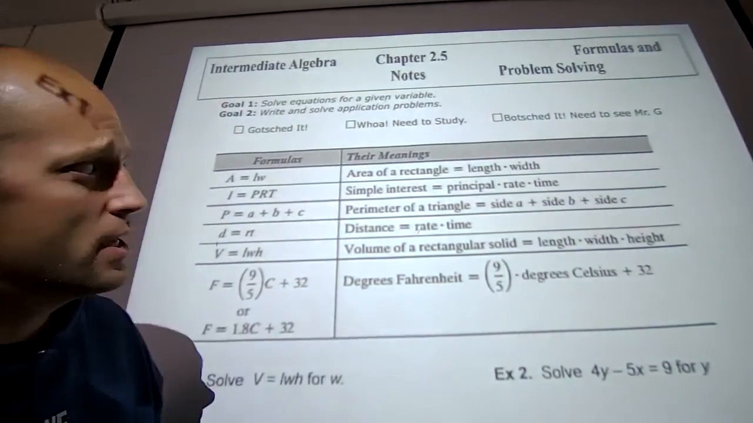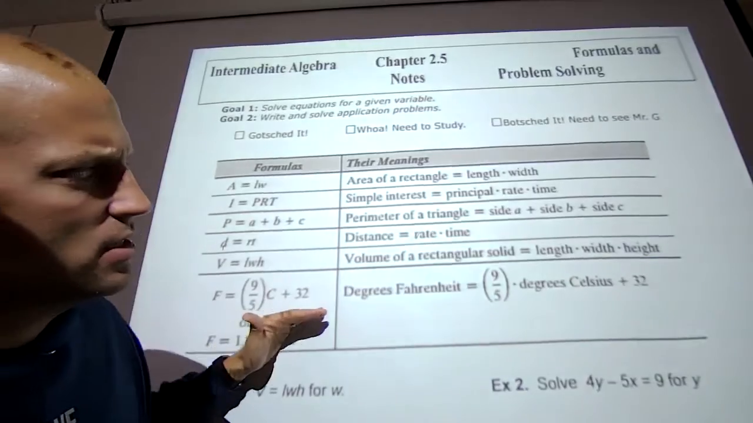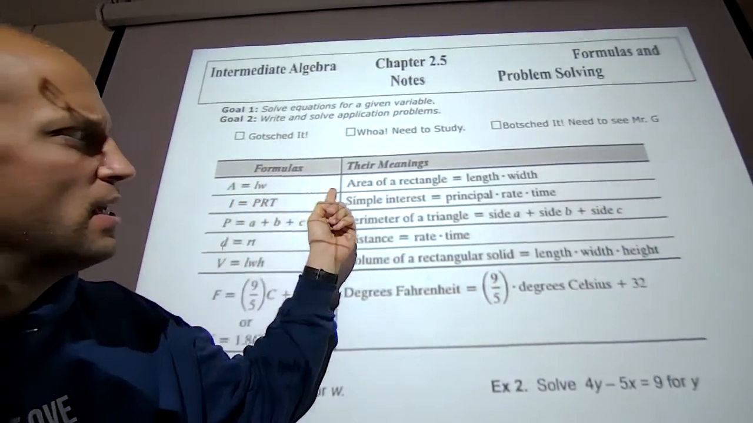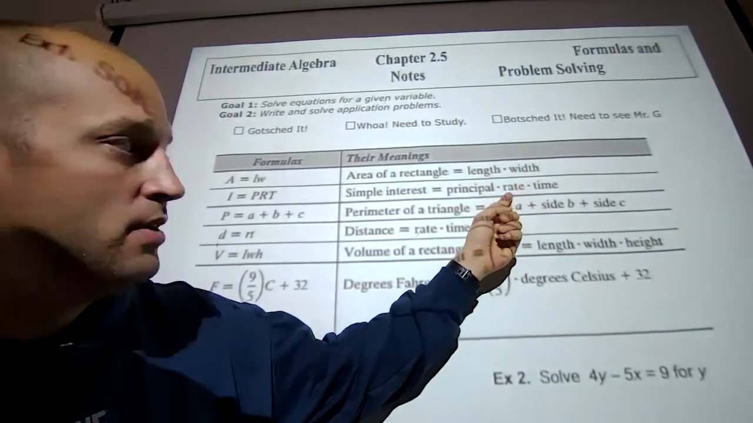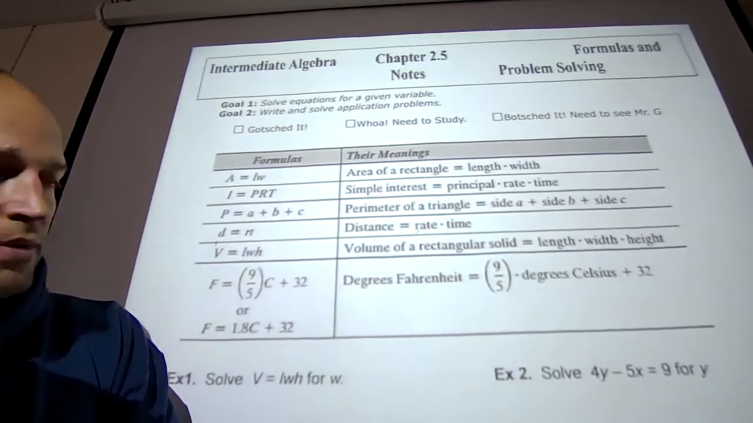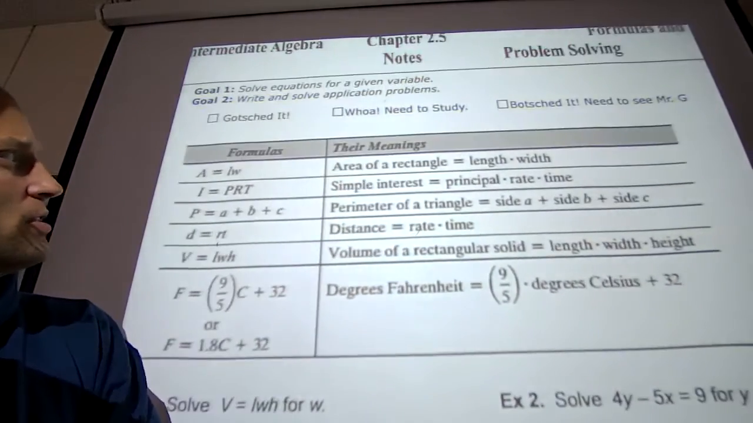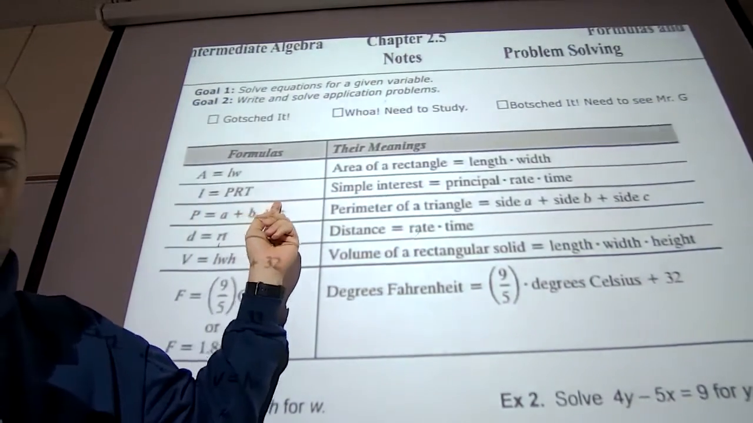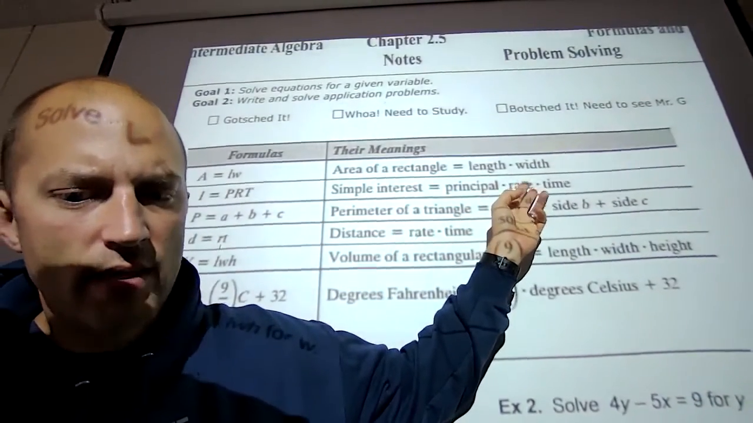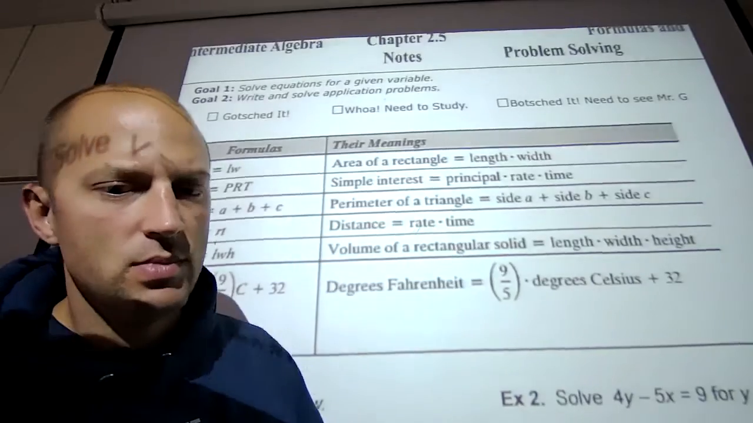Okay, so I gave you guys a nice list of all these different formulas you could see. We should know area of a rectangle. It says length times width. If you guys can't see these, let me know. I can zoom in a little bit more. I've got interest. Simple interest is PRT. Principal is what you're investing. Rate as a decimal, and time.